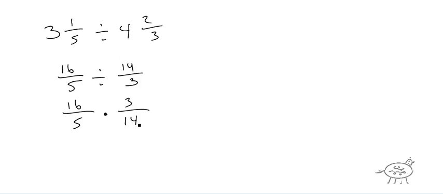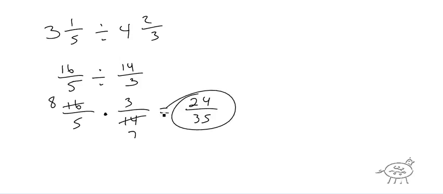All right, and then we cross cancel. Now there's not much to do here, but there is something, and you're going to say 16 and 14. I know 2 goes into 16 8 times, 2 goes into 14 7 times. So 8 times 3 is 24, 5 times 7 is 35. And that's the answer to the problem, 24 over 35.